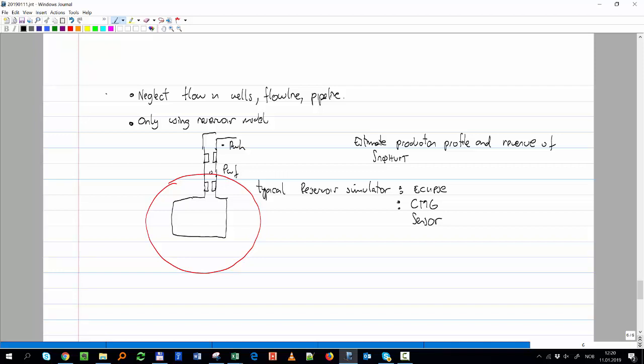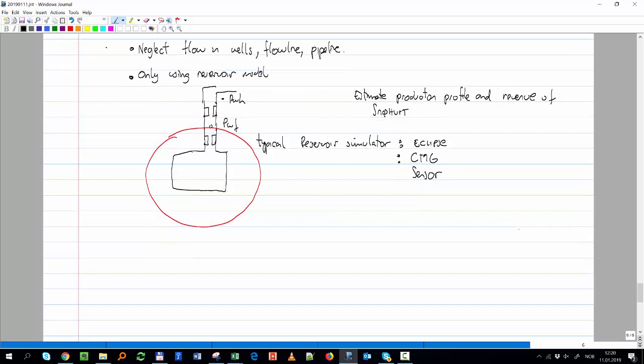But we're going to make some assumptions on this field such that we can use a simpler approach, okay? But we are going to use the same logic that a reservoir simulator uses. Exactly the same, but with some assumptions. One assumption, so our model assumptions, are that the reservoir is relatively homogeneous. So, homogeneous reservoir.